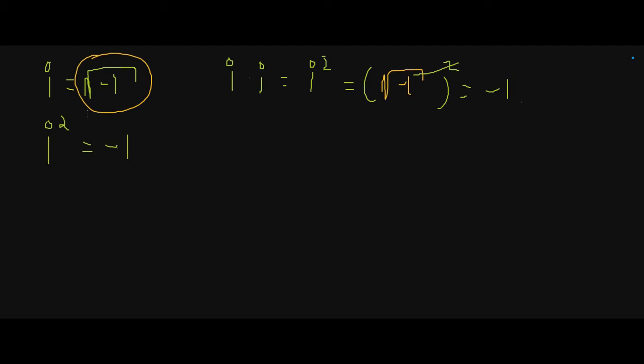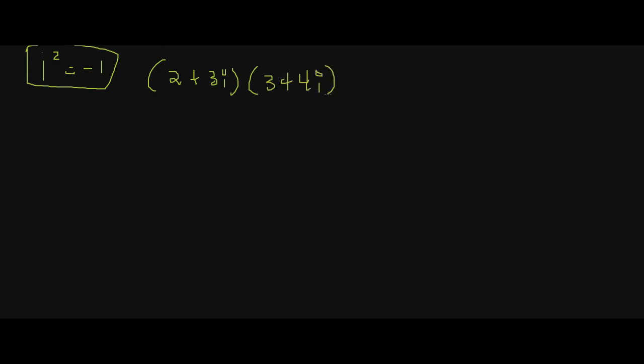So why is this useful when we go to solve problems, like multiplying imaginary numbers? Well, I'll show you. We have i squared is equal to -1, which is what we just showed up above. So let's look at an example problem. Let's say we have 2 plus 3i multiplied by 3 plus 4i.